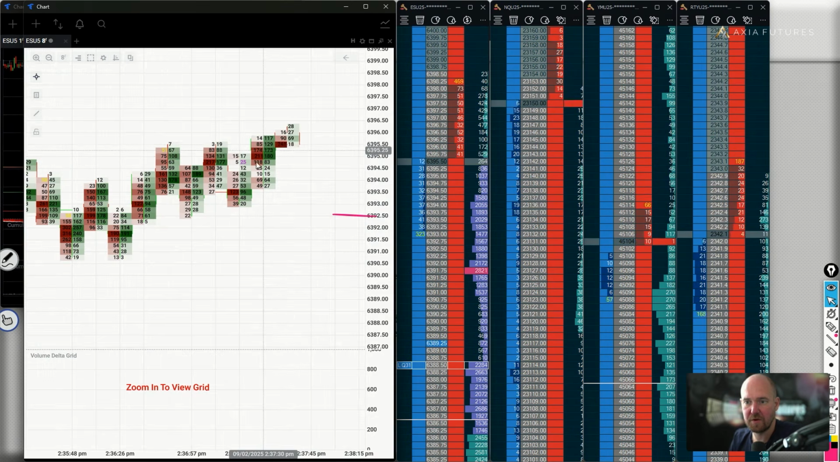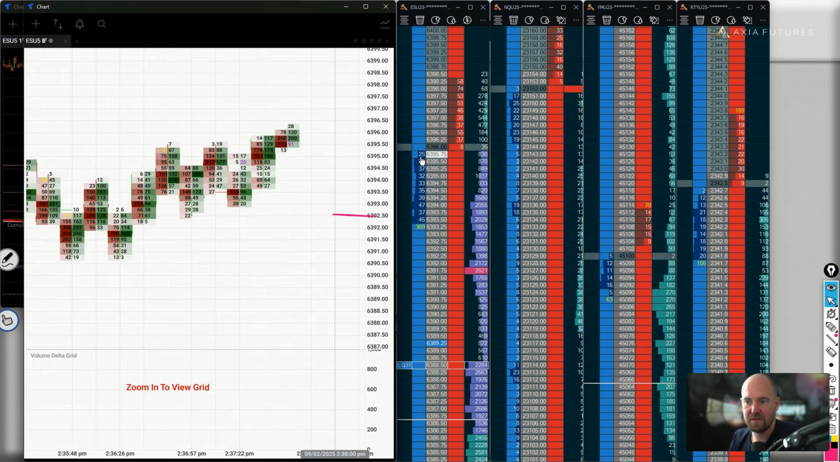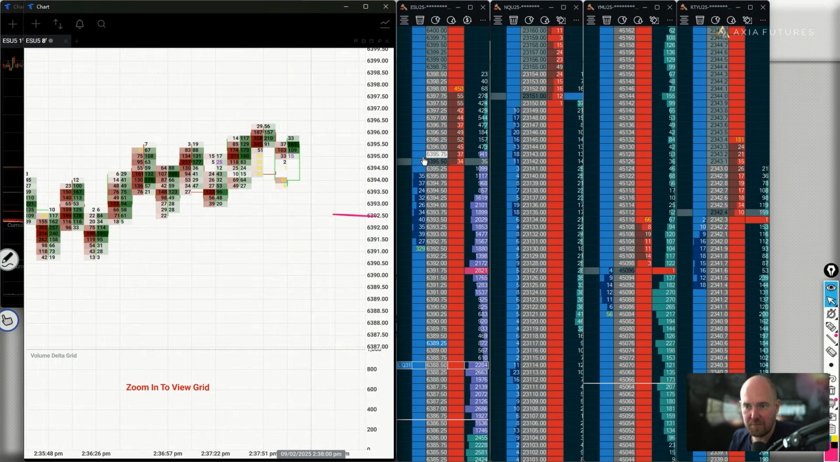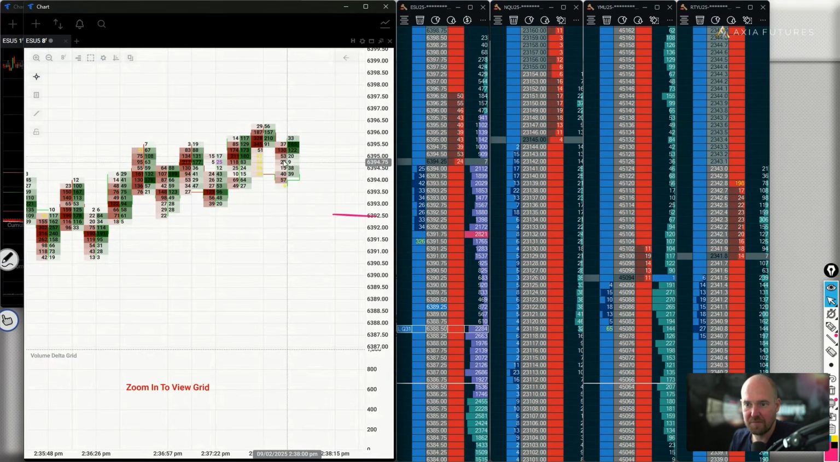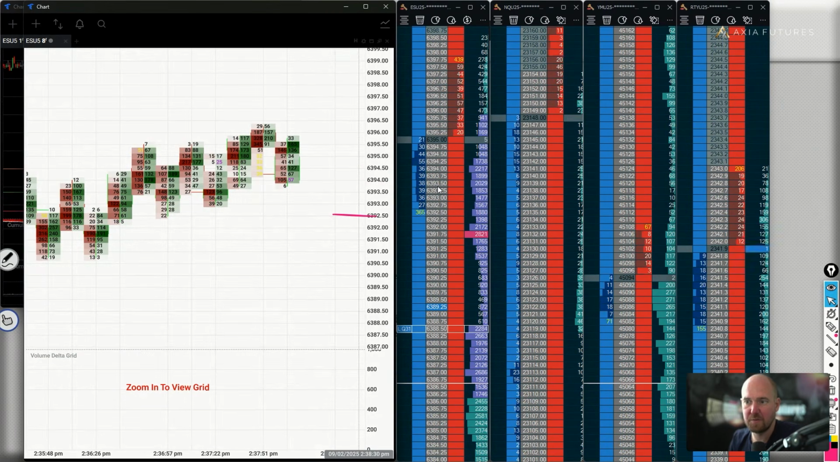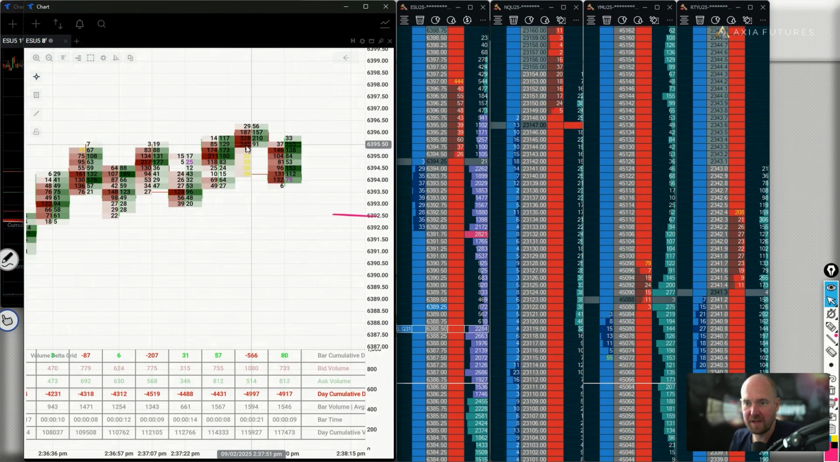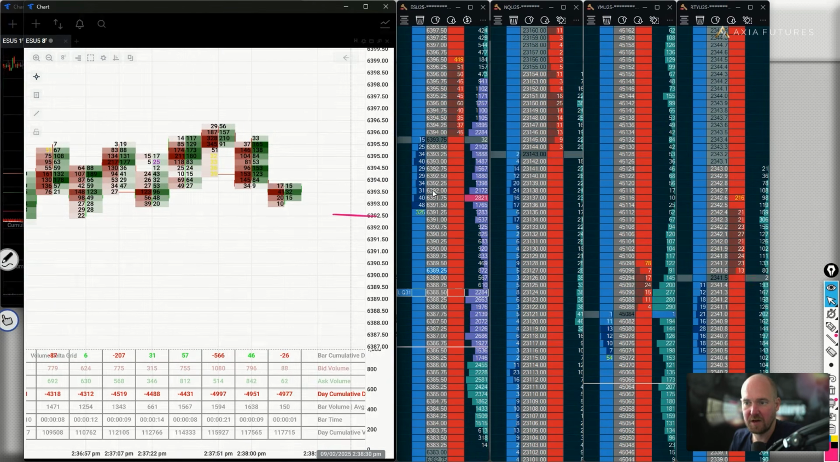Starting to build a bit of volume up here as well, which is good. Then you start to see that buyers are coming in again, 95.5. There you go. You see a little bit of absorption there, and it flicked through the absorption. We're starting to see a little bit of a tick back down. But the absorption was coming in there around about 95.5.